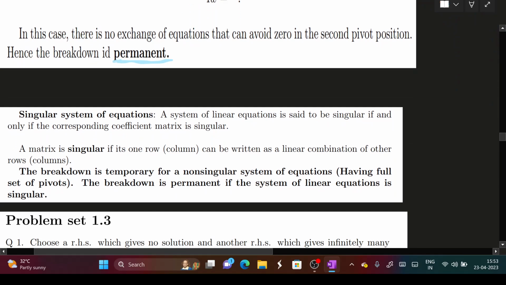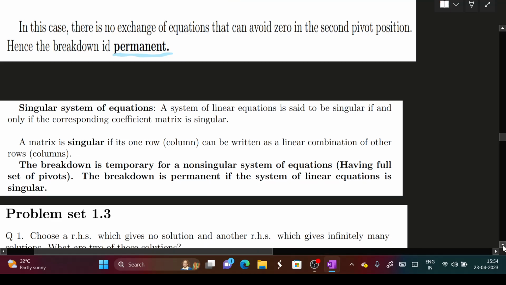Next question is, what do we mean by a singular system of equations? A system of linear equations is said to be singular if and only if the corresponding coefficient matrix is singular. A matrix is singular if one row or column can be written as a linear combination of other rows or columns. Now one can clearly analyze that the breakdown is temporary for a non-singular system of equations, that is, having a full set of pivots, and the breakdown is permanent if the system of equations is singular.